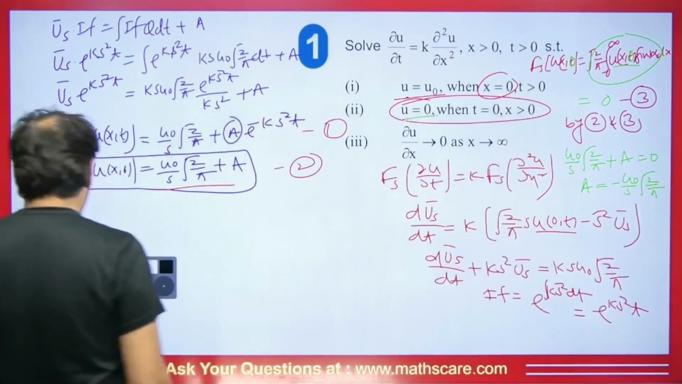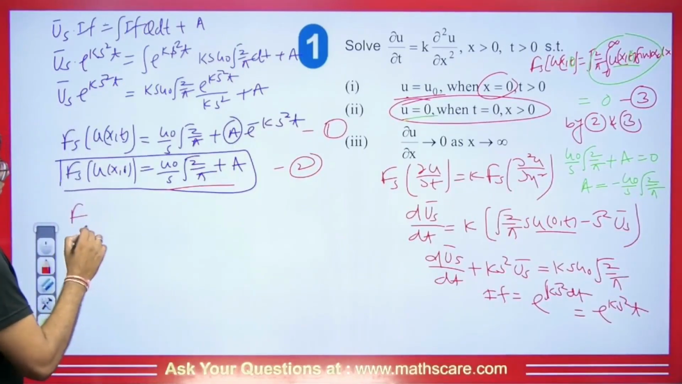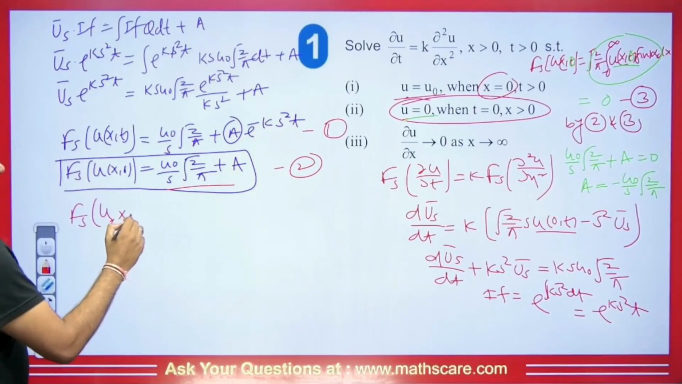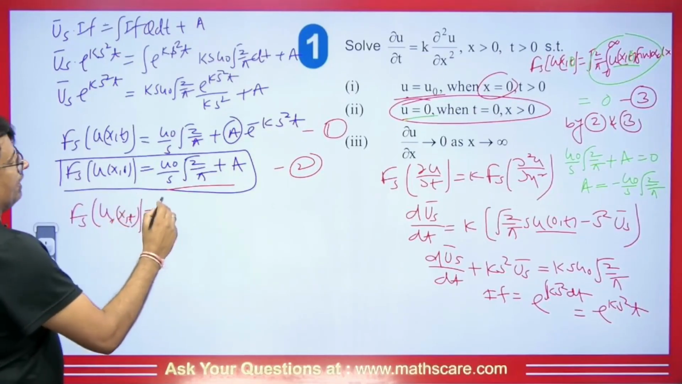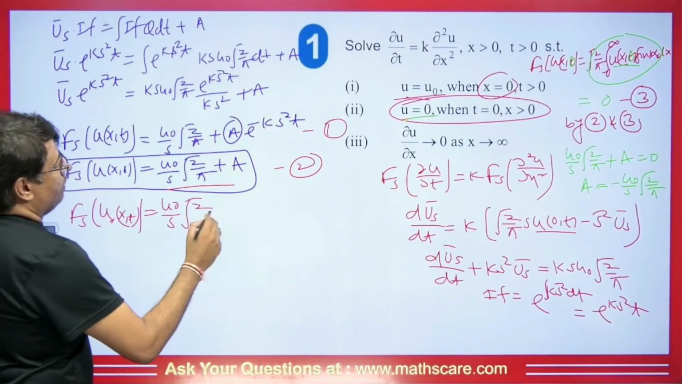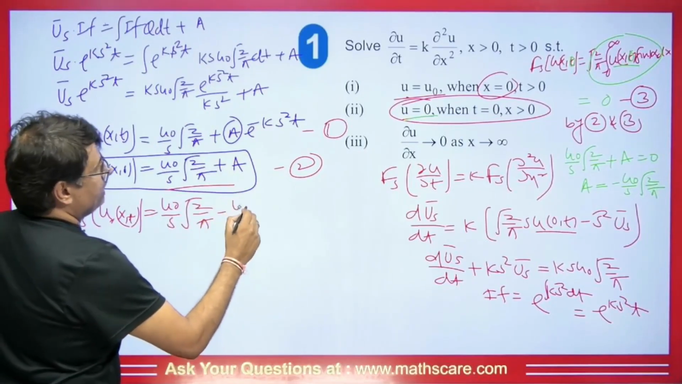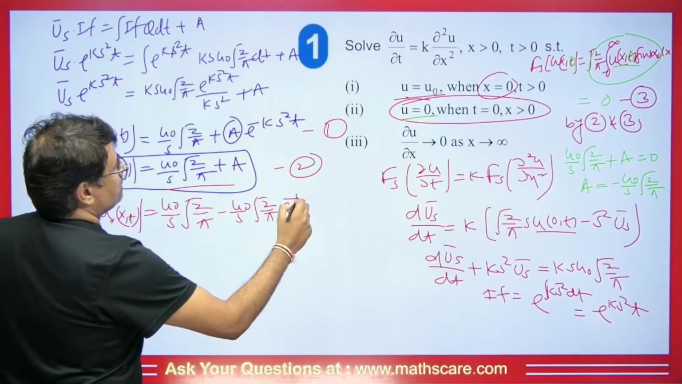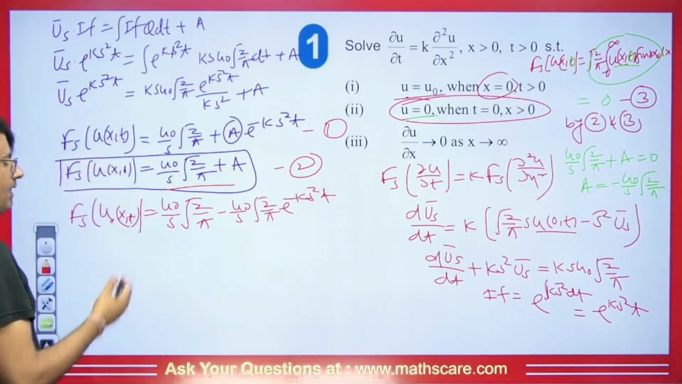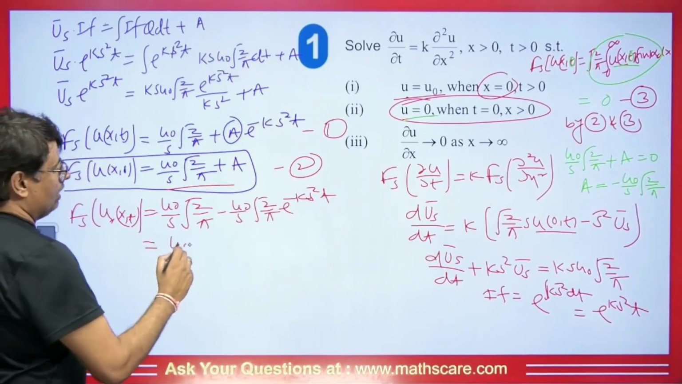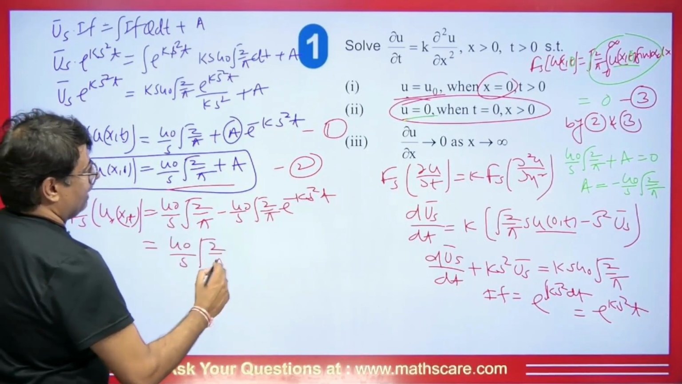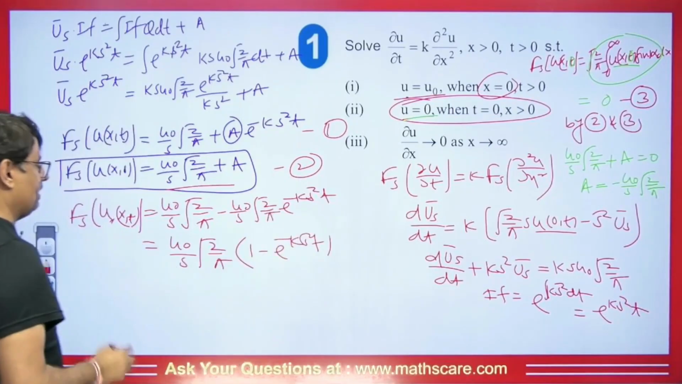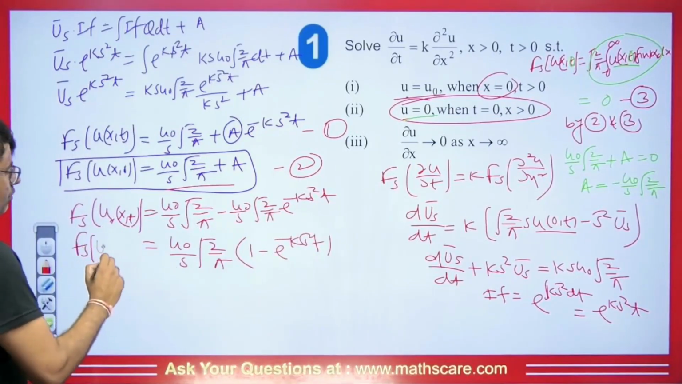We will substitute this value of a here. So we will get the Fourier sine transform of u(x,t), right? This value will be u bar s t, clear? And this will be u0 upon s root of 2 by pi, and here we get minus u0 upon s root of 2 by pi e to the power of negative k s squared t. What will we do here? We take out u0 upon s root 2 by pi, and from here it will be 1 minus e to the power of negative k s squared t. So this will be the Fourier sine transform of u(x,t).